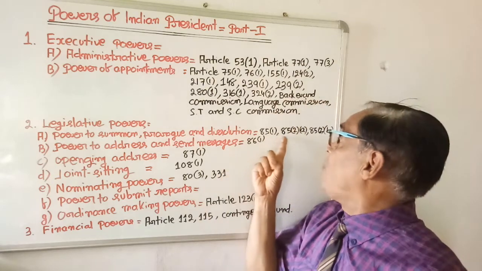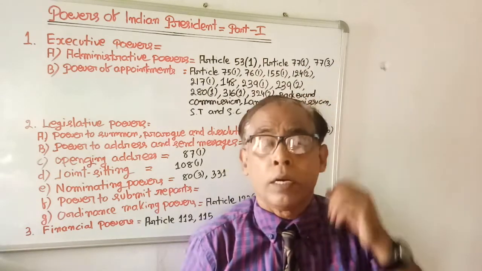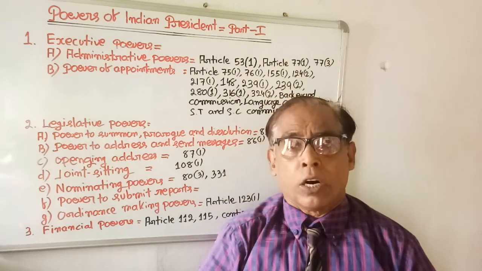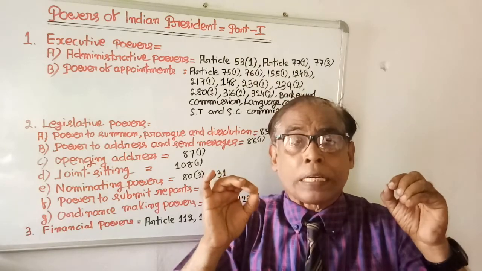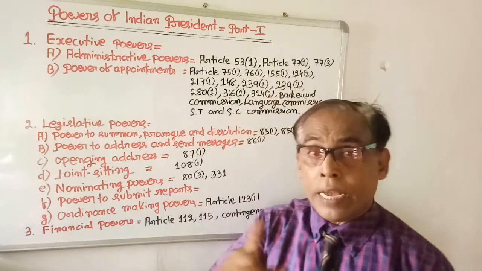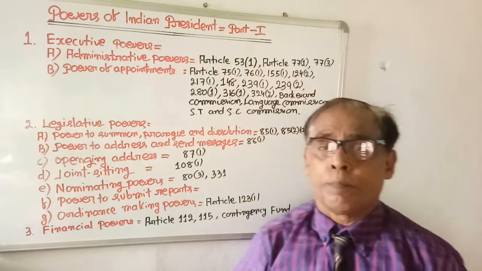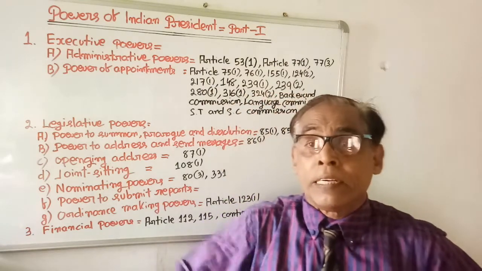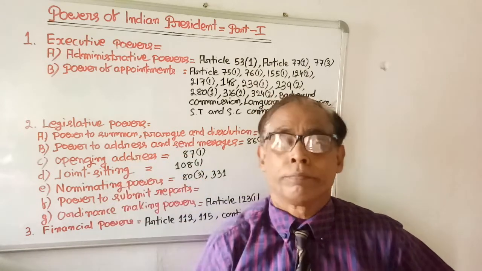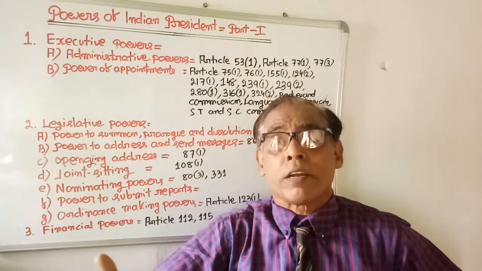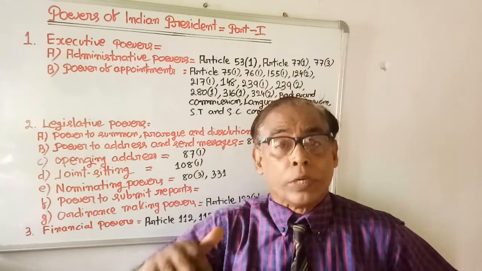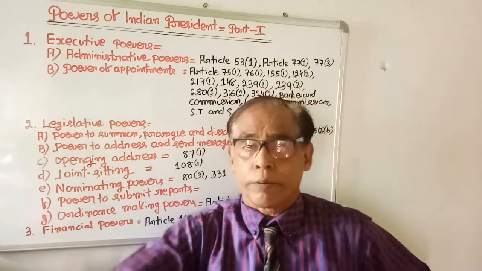Then under Article 85 Clause 2A, it is the function of the President to prorogue the House. It means after the discussion of the Parliament, it is the duty of the President to suspend, to prorogue the House. Number 3, again under Article 85 Clause 2B, it is the duty of the President to dissolve the Lok Sabha every 5 years. Every 5 years there will be an election for Lok Sabha, so it is the duty of the President to dissolve Lok Sabha every 5 years.